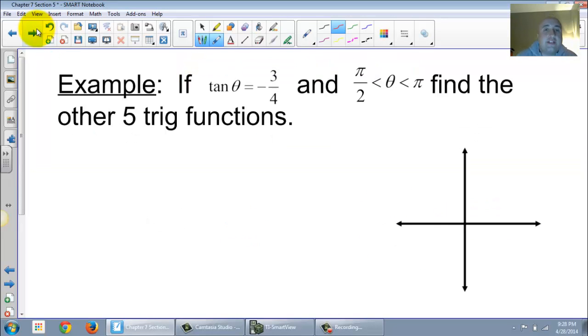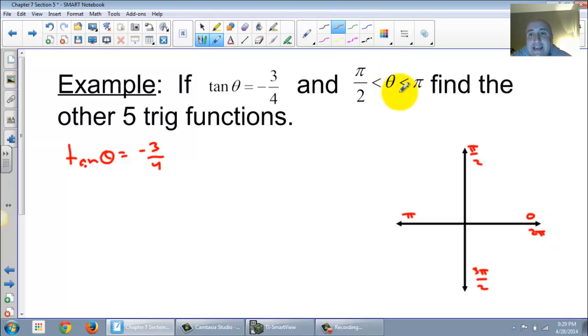Okay, all right, example. We're going to step it up a little bit. It's telling you that the tangent of theta equals negative 3/4. And it's telling you that our theta is located between pi over 2 and pi. So let's remember that we have 0, 90 is pi over 2, 180 is pi, 270 is 3 pi over 2, and then we have 2 pi. Those are our radian measures around the unit circle.